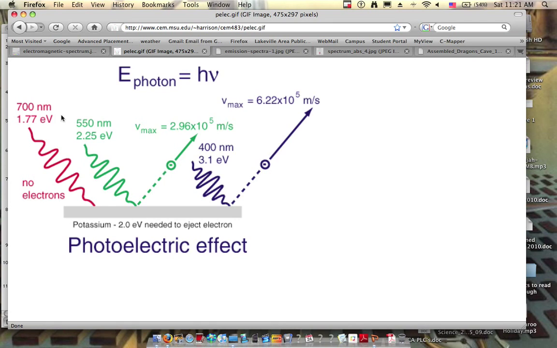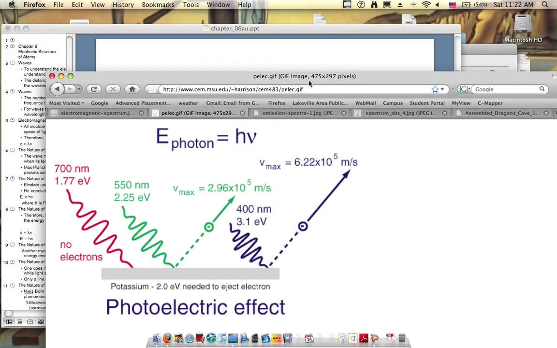Well, it depended on what light you shone on the metal. Red light, for example, on potassium wouldn't eject any electrons, whereas green or blue light would eject electrons. Why did only green and blue light eject electrons and cause the photoelectric effect, whereas red light could not?